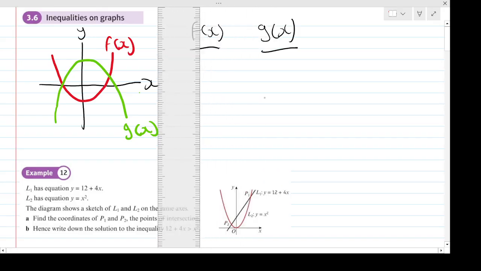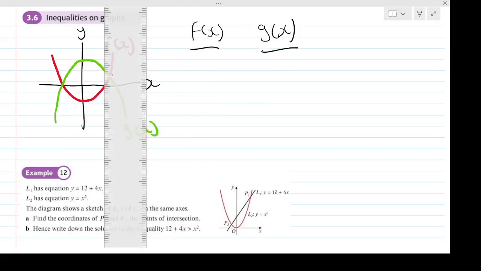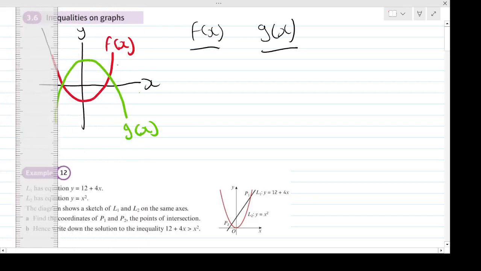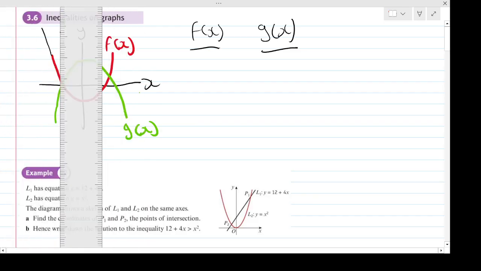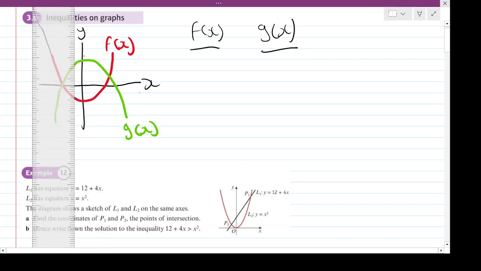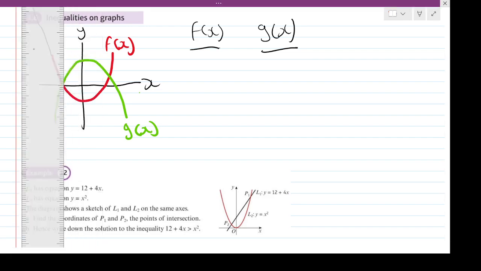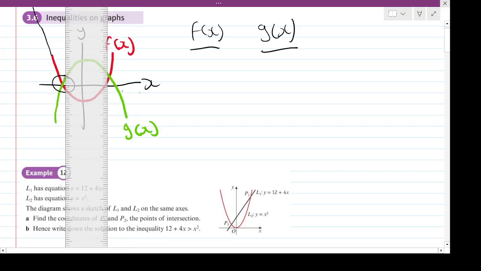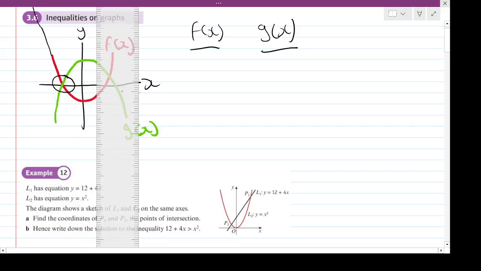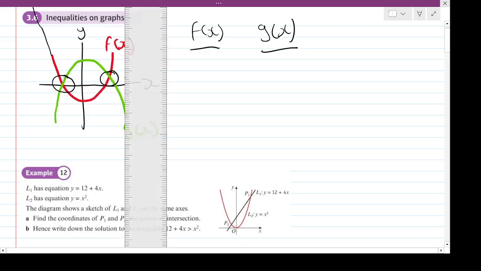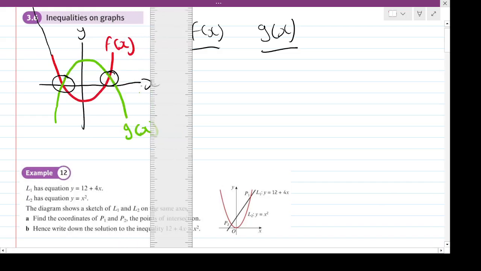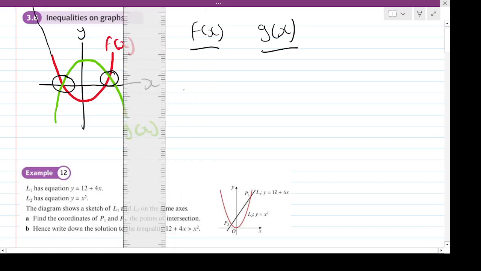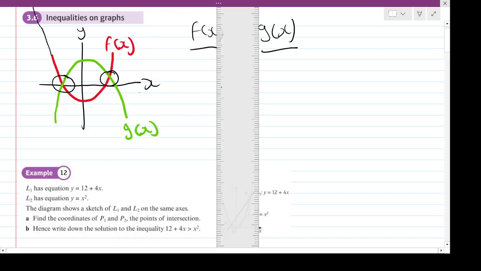Hopefully you notice that f of x here, the red curve, is coming down as we go from the left. If you imagine it's off the graph, off the page here, it then goes down to where they intersect at this point here. Then we keep moving to the right until they intersect again at this point here, and then they go separate ways again, and into infinity.